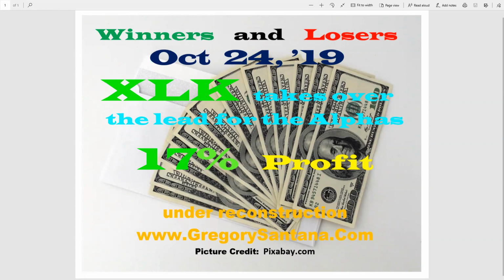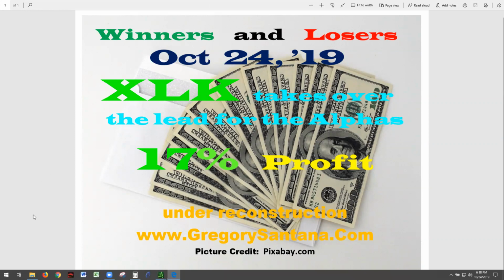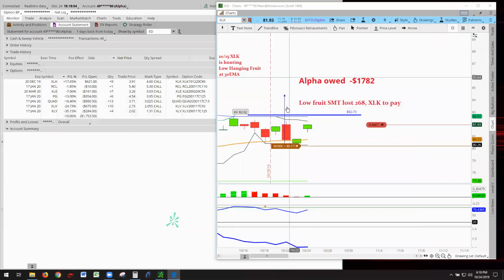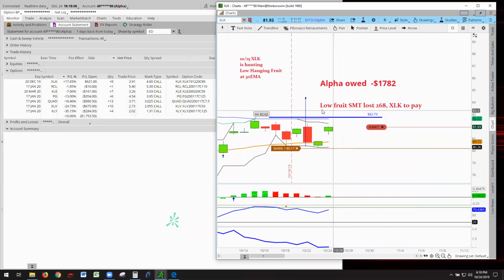XLK takes over the lead at 17% for the alphas. So let's go to the charts and see what happened. And here we are. XLK was right in this zone here yesterday. I did anticipate going into this zone to overcome the 268. Remember, we're going after the low fruit of SMT, which is a loss leader. But look what's going to happen here when I get back.